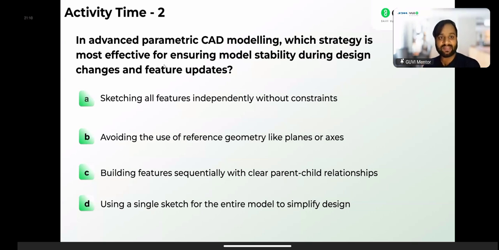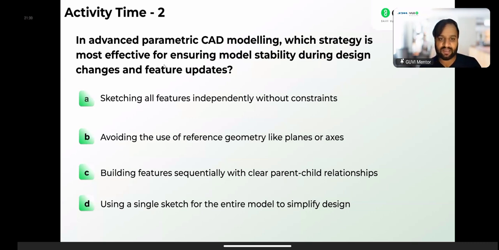I think this topic we discussed earlier, what parametric modeling basically is, and in that we have the answer, which I have explained to you. You were attentive, you know the answer. So, okay, let me tell you the answer. The answer is C only: building features sequentially with clear parent-child relationships.